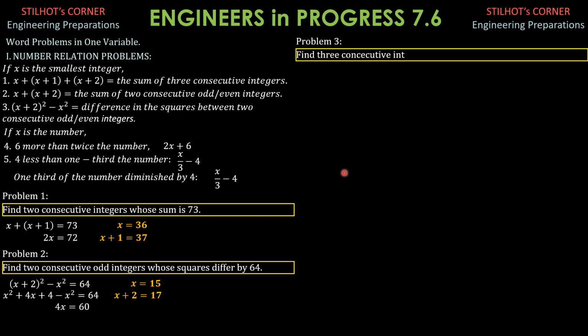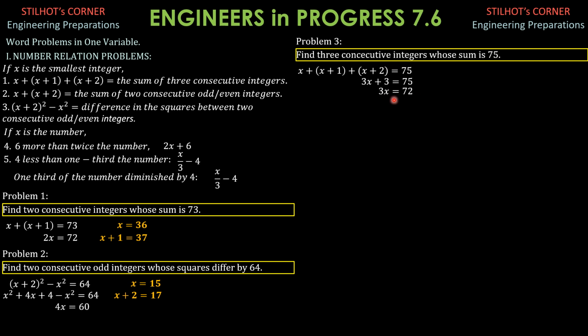Problem 3. Find the three consecutive integers whose sum is 75. So it is represented by x plus x plus 1 plus x plus 2 equals 75. So this is 3x equals 75 minus 3, since 1 plus 2 is 3. So 3x equals 72.